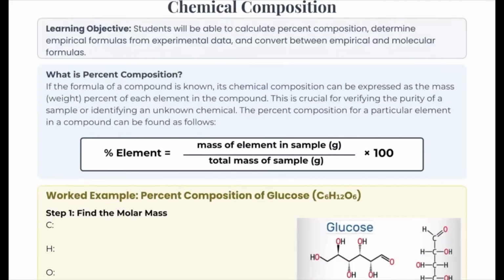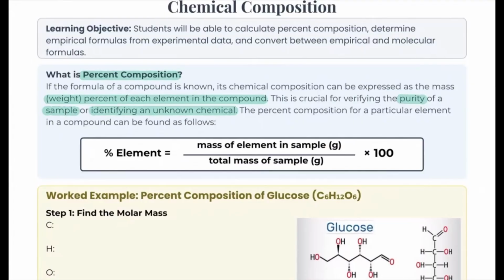What is percent composition? Well, percent composition tells us the weight percent of each element in a compound. But why does this matter? You see, it helps us determine how pure a sample is. And it can help us identify an unknown substance.